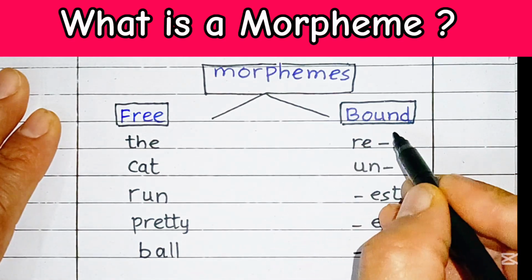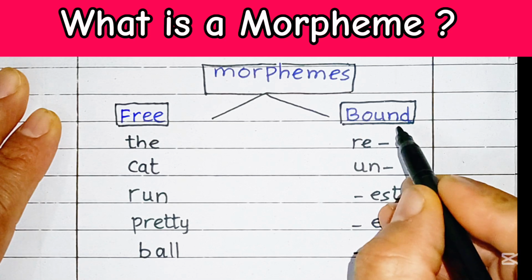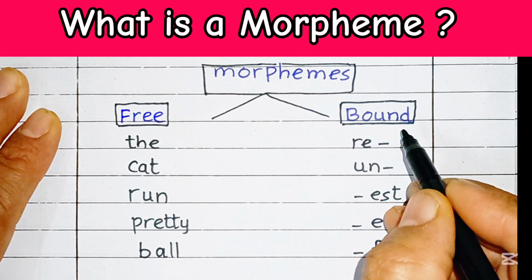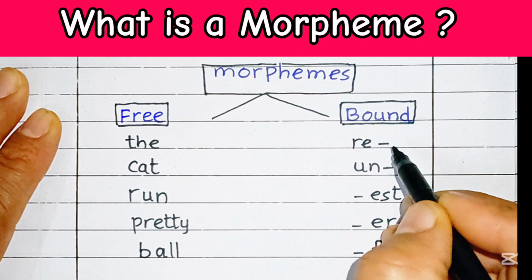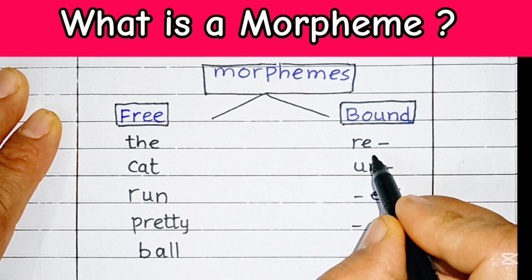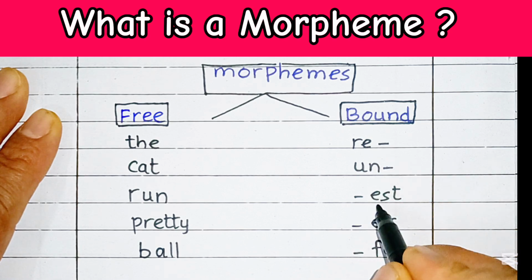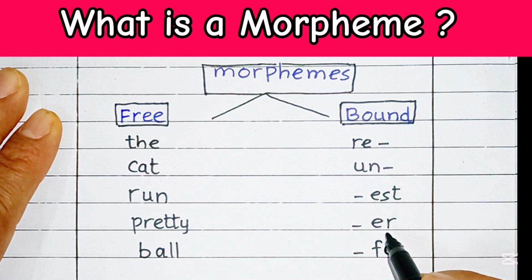Likewise, a bound morpheme cannot stand on its own, but rather must be attached to a free morpheme whenever you say it, like re, un, est, for, etc.